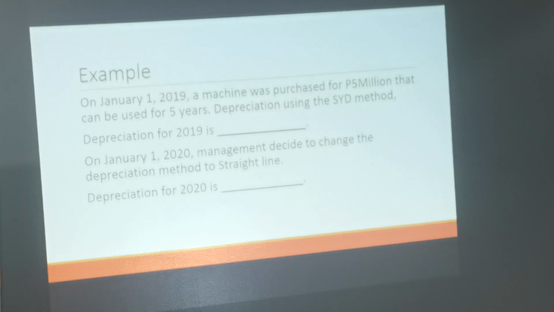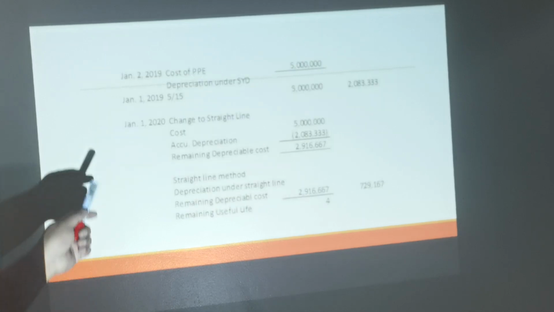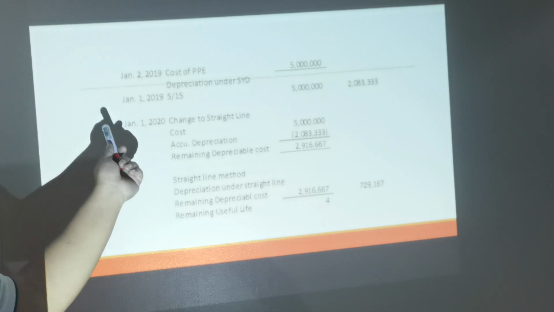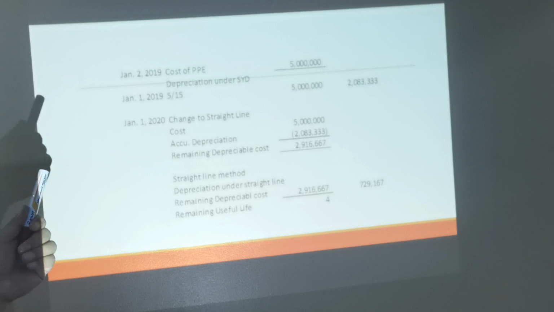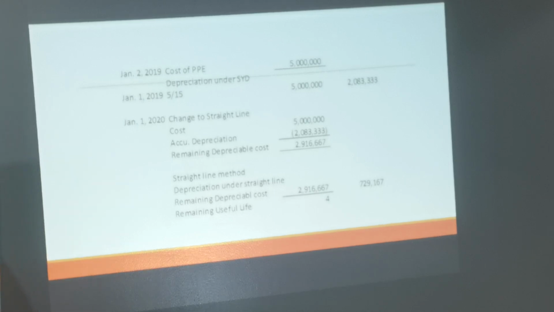Okay, so how are we going to do this? If you would notice, we compute for the depreciation of the machine on the first year. Okay, so using the SYD, that will be 5 over 15 times 5 million. You have 2,083,333. Now, 2020, there was a change from SYD to straight line.